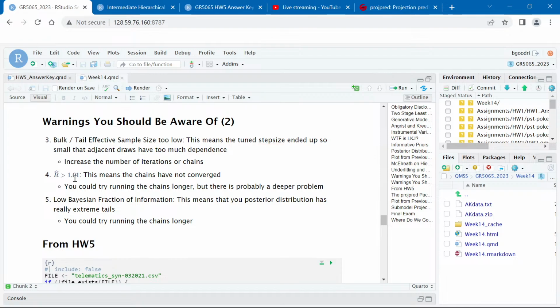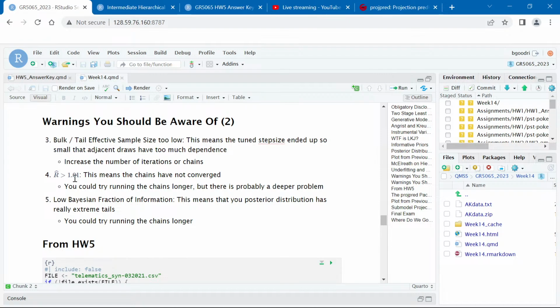R hat greater than 1.01 really means the chains haven't converged. But honestly, I don't really look at this diagnostic or any of those trace plots very much, because if I have a problem with my chains not converging, one, I'm going to get all the other warnings, and two, if Stan can't converge to the posterior distribution from different starting points, the posterior distribution has a deeper problem, because Stan can converge to almost any half-decently well-specified posterior distribution, so you probably are not even achieving that.